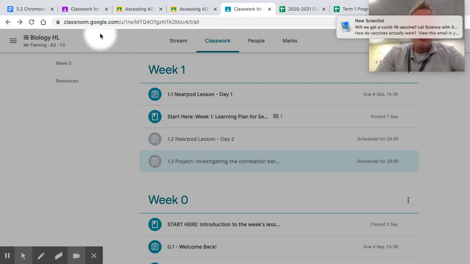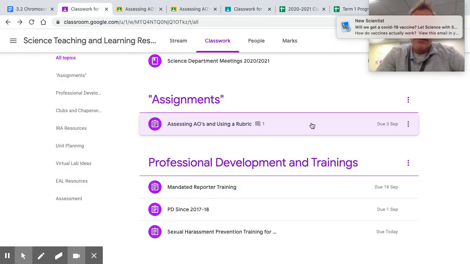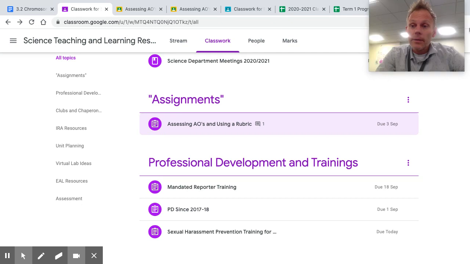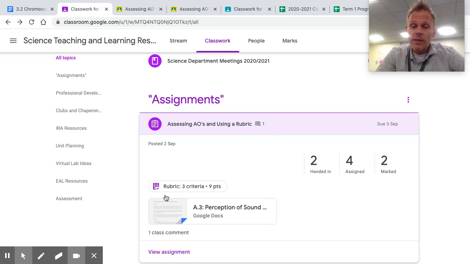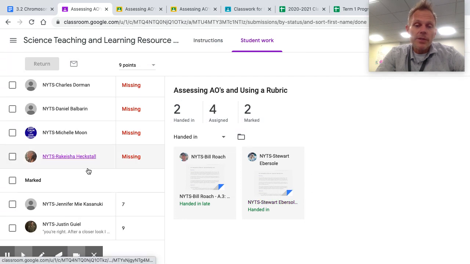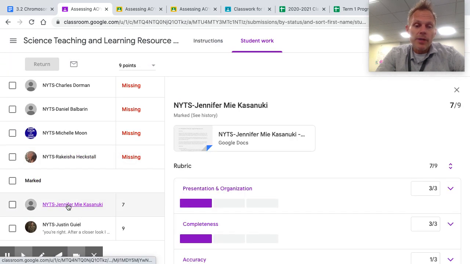I use the same assignment for the science department just so they could see how rubrics can be helpful. So what I had the teachers do is I had them do the exact same assignment you did, and we just showed how assessing could work. So let's bring up a teacher's work as an example.